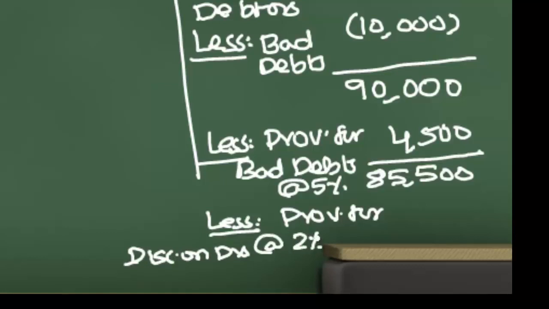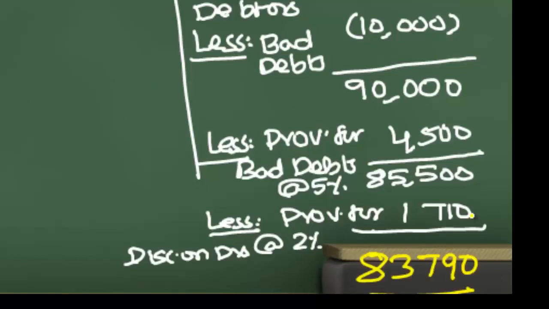So 85,500 into 2% is going to be 1,710. So the net debtors of the company is going to be 85,500 minus 1,710, which is going to be 83,790. So this is the net debtors for the company which they can actually get as cash.